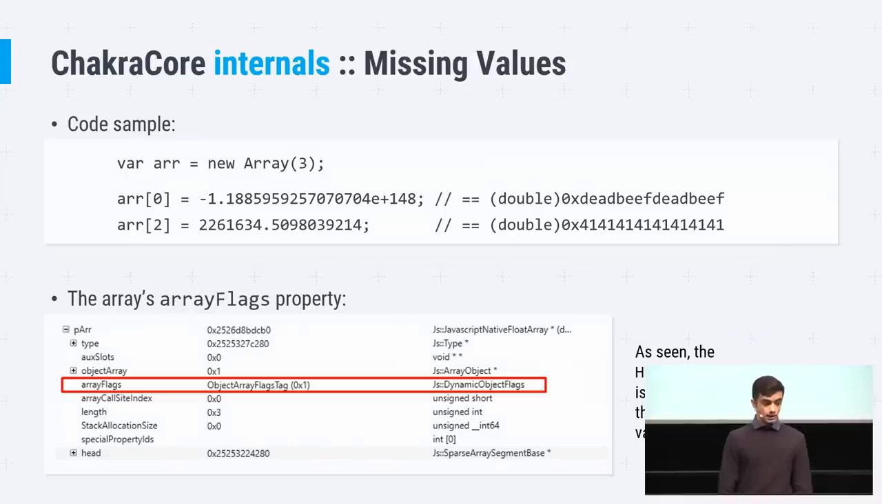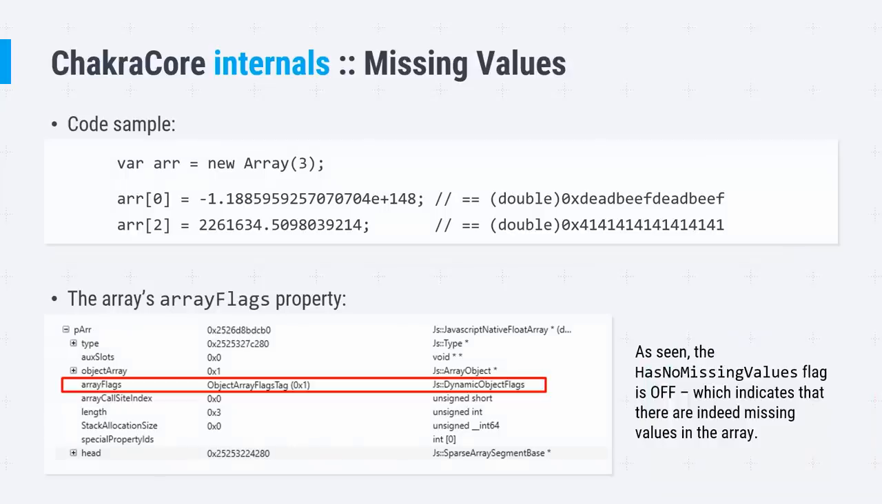Now, what does a hole mean? We can create an array with three elements, but the middle one is missing. It's important to say that the values I put there are represented in memory by those constants, and I chose them because it will be easier for us to notice them when we see the memory layout, as we've seen before. As you can see, this one has a hole, and the array flags doesn't have the has no missing values flag on, which means we have a hole in the array.